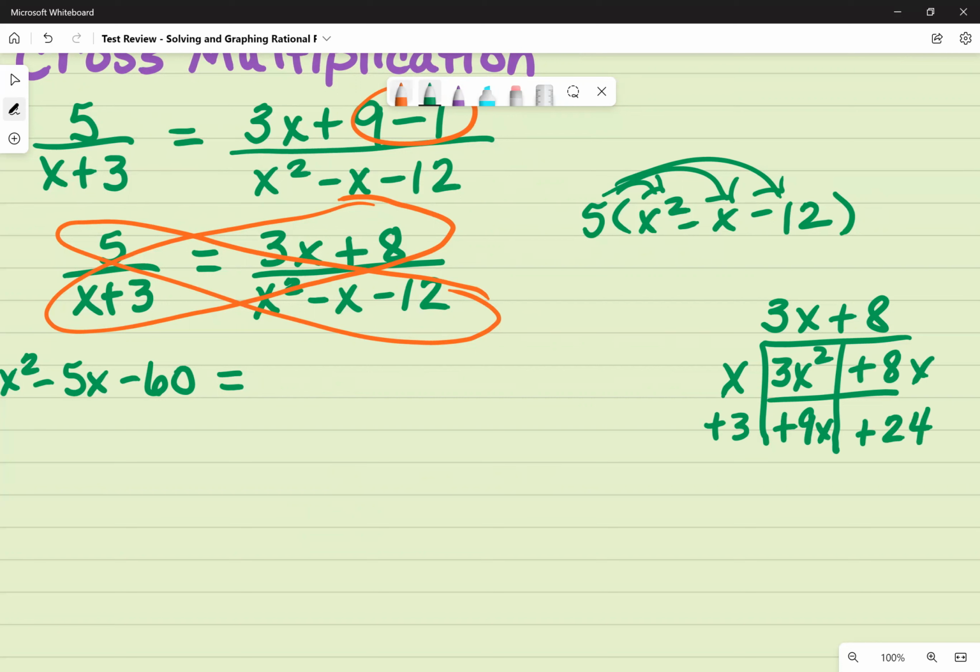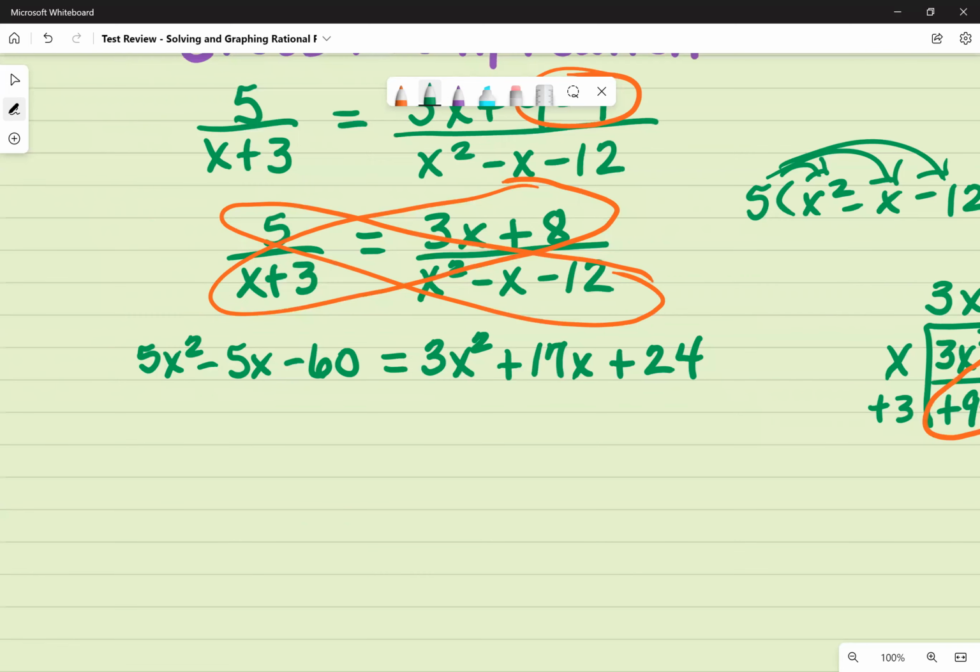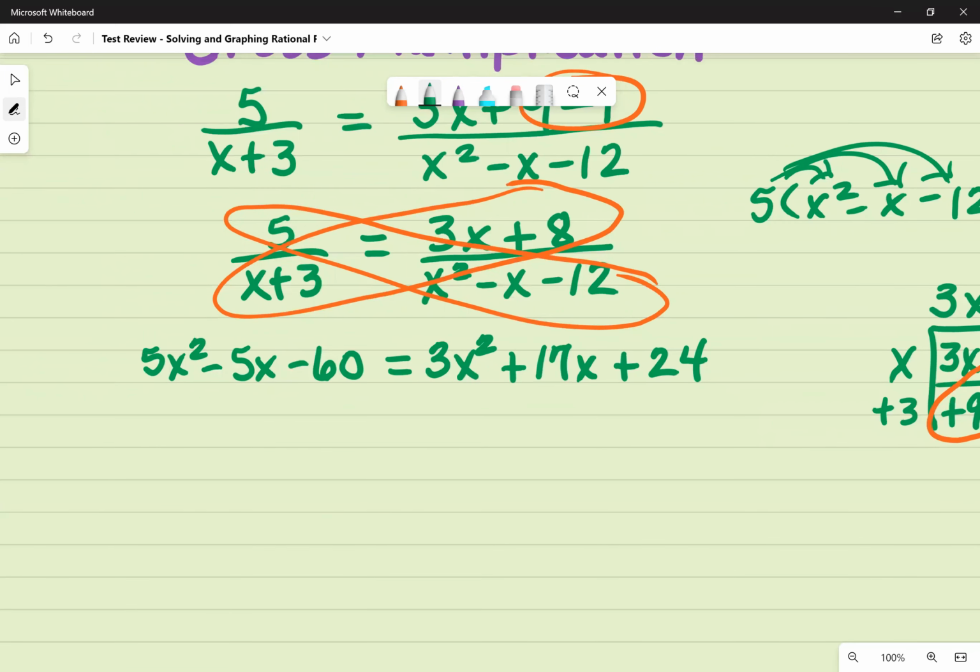And I'll notice diagonally, I can combine those. And now when I write it out, it's going to be what's in the boxes, 3x squared plus 17x plus 24. All right, so now that I no longer am dealing with fractions, I just want to combine all of my like terms. So I'm going to move everything that's on the right-hand side over to the left-hand side because the 5x squared is already positive. So I want to move everything to keep the positive leading coefficient.